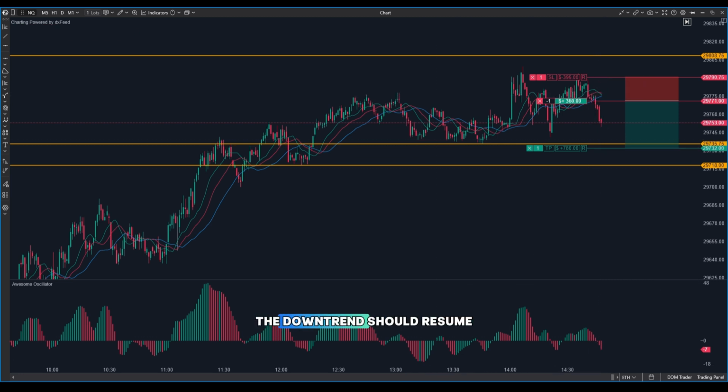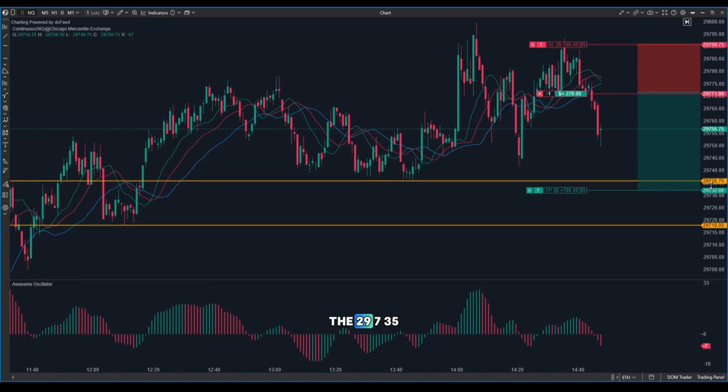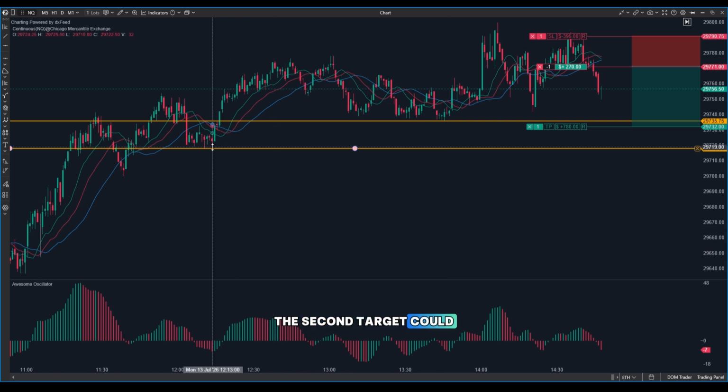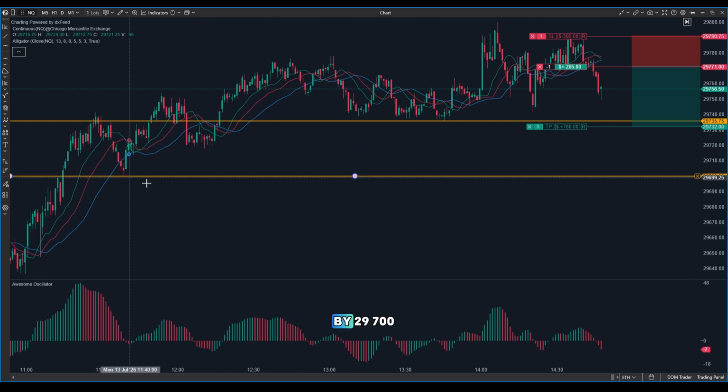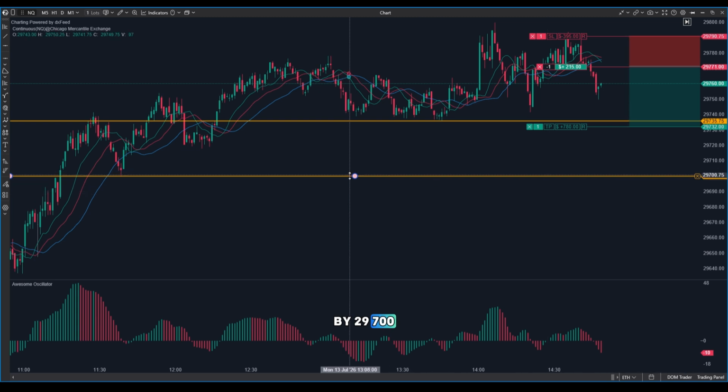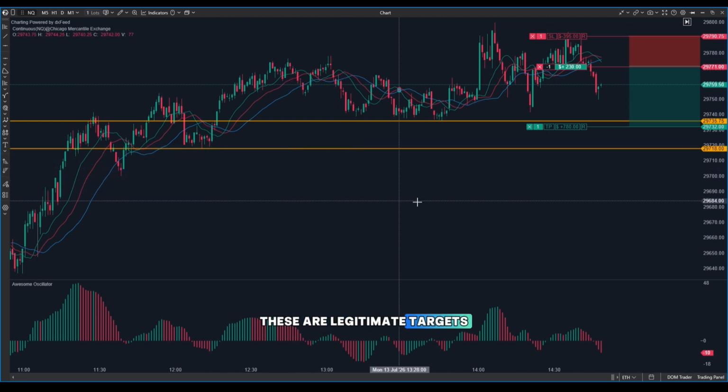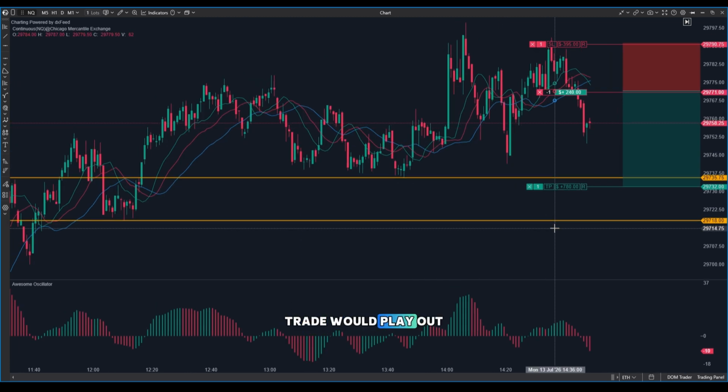The price is completely below the alligator lines. The downtrend should resume. If I had more margin, I would add one more contract, but currently we don't have that. The 29,735.75, that's an easy target. The yellow line, the second target could be the runner, followed by 29,700. These are legitimate targets. Let's see how this trade would play out.